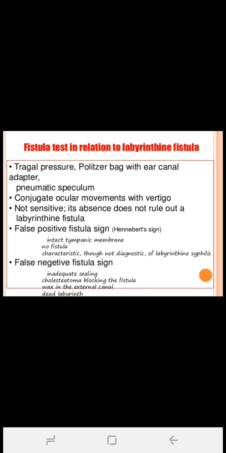Now, what is a false negative fistula sign? Here, as the name suggests, the fistula is there, but on pressure changes there won't be any nystagmus. It is due to inadequate transmission. The cholesteatoma breaches the labyrinth, but there is wax in the external auditory canal, or the cholesteatoma itself seals the fistula. Or it is also seen in a dead labyrinth. That is the false negative fistula sign.